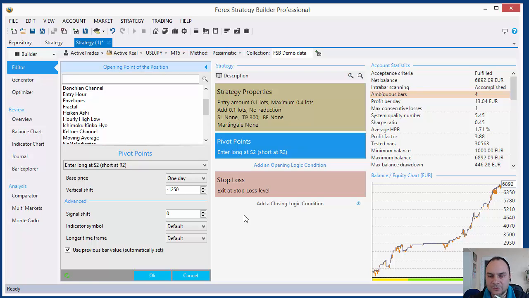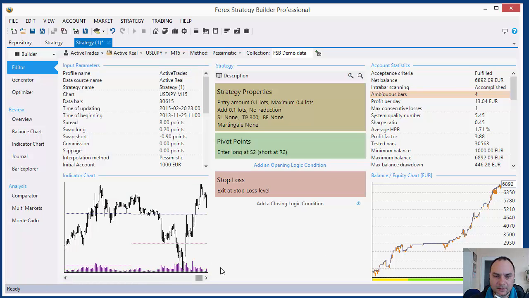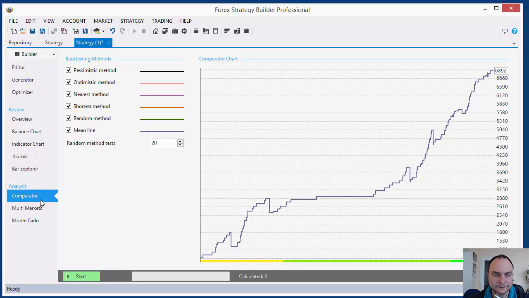Finding a good strategy, it's a long process, and it takes time and many trials. It looks okay, but I don't think this strategy will pass Monte Carlo. Let's first see the comparator, how it works, because I have 4 ambiguous bars. I'm going to the comparator. The comparator will compare all the backtesting methods. Let's try.